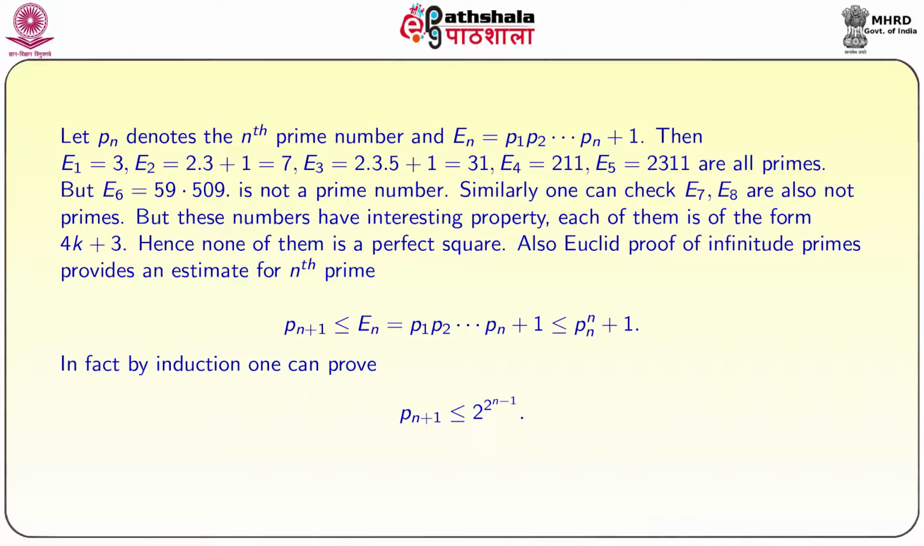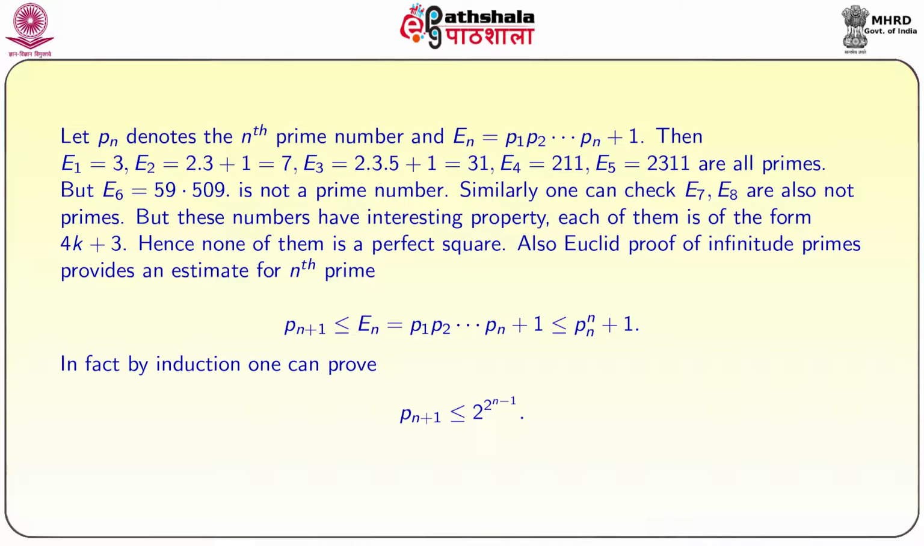Also, Euclid's proof of the infinitude of primes provides an estimate for the nth prime. If Pn plus 1 is the n plus 1th prime, then we know that Pn plus 1 is less than or equal to En, because En has to be divisible by a prime other than p1, p2 up to Pn. So, Pn plus 1 should be less than or equal to p1, p2 and so on Pn, plus 1. If you replace p1, p2 and so on by Pn, then clearly this is less than or equal to Pn power n plus 1.